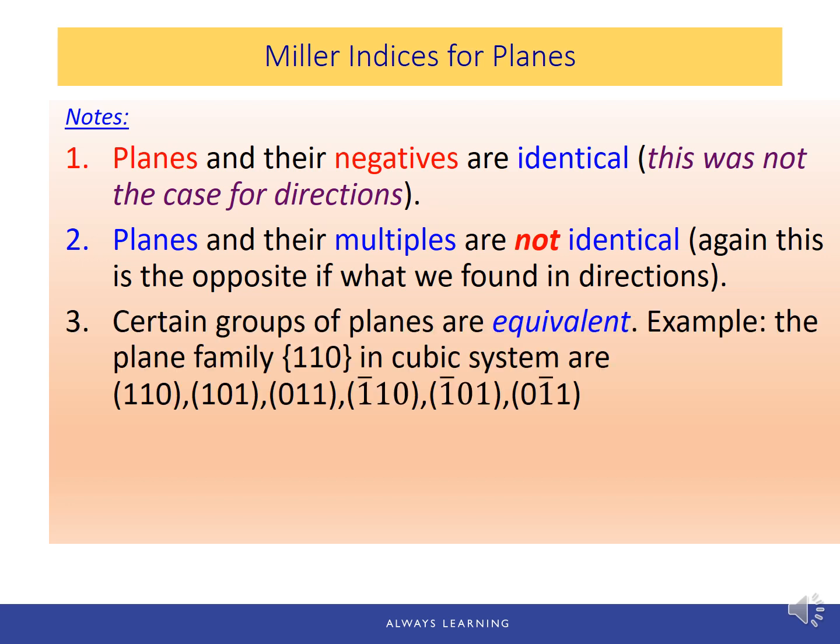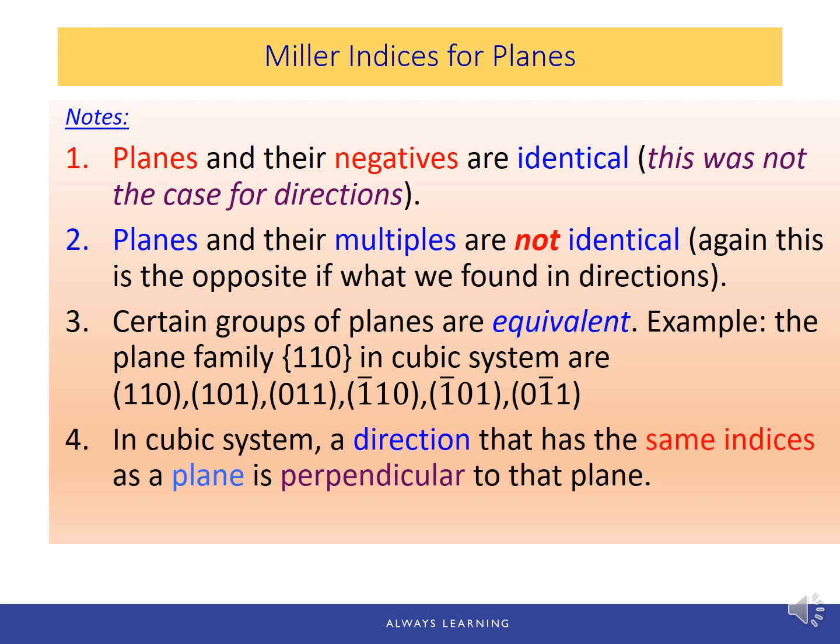Certain groups of planes are equivalent, so we call them the family of planes. And in the cubic system, a direction that has the same indices as a plane is perpendicular to that plane. So that means if we have the 1, 1, 1 plane, it will be perpendicular to the 1, 1, 1 direction. Again, we said this 1, 1, 1 is the normal direction or normal line of the plane. If it's the normal line, it's perpendicular to the plane.